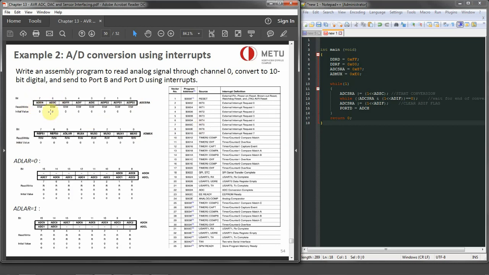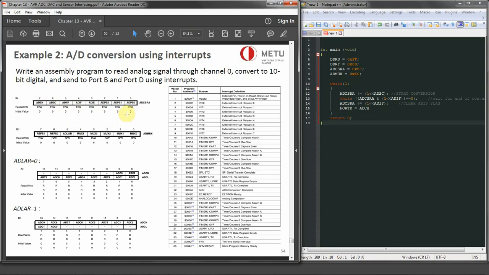ADSC will be enabled later on. We are not going to use the auto trigger mode. The interrupt has to be enabled, so the interrupt enable bit is set, and ADPS2:0 is going to be 111. So that has to be 1 0 0 0, that will give us 8, and 1 1 1 1. It's 8F actually. So ADCSRA is going to be set with 8F.